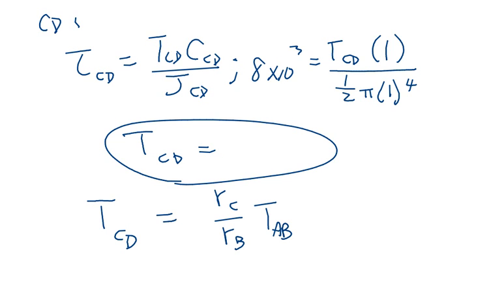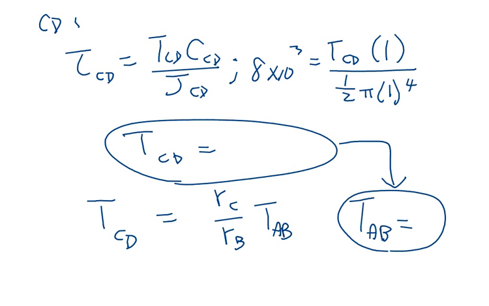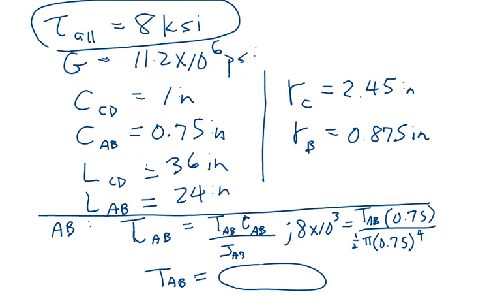The torque in going from B to C actually increases because you're going from a smaller gear to a larger gear. So what you're going to do is convert this to torque AB, meaning you're going to multiply by the ratio RB over RC and get torque AB. And now you can make a direct comparison between this torque here and the torque here.